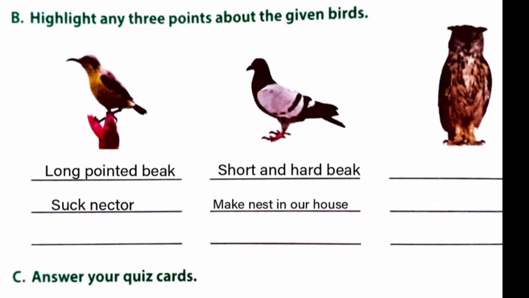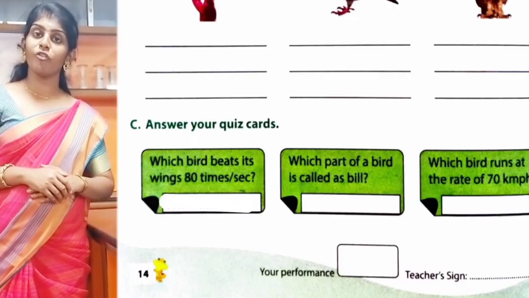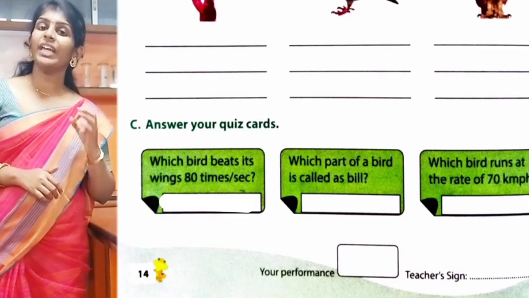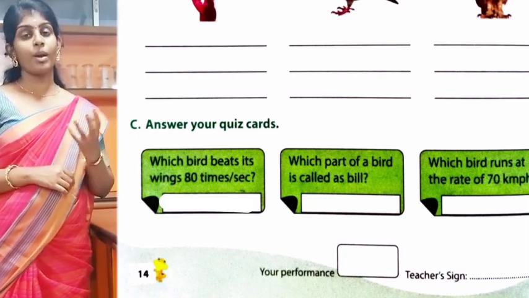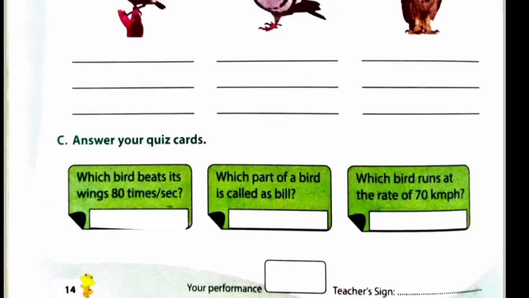Then the last one, here we have the picture of an owl. Owl also has short as well as hard beak. Owl uses its beak to tear the flesh. Now at last in page number 14 we have 3 quiz cards. So based upon the quiz we have to find out the bird. Now what is there in the first quiz card?